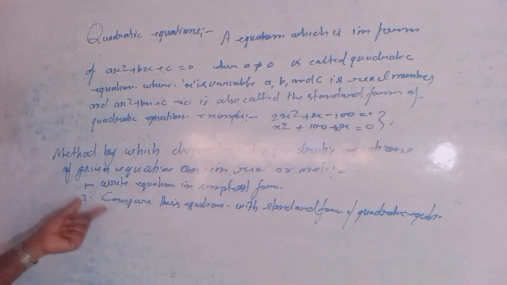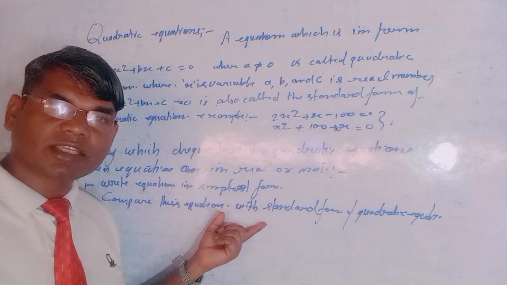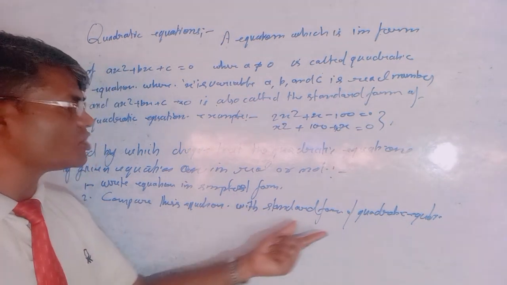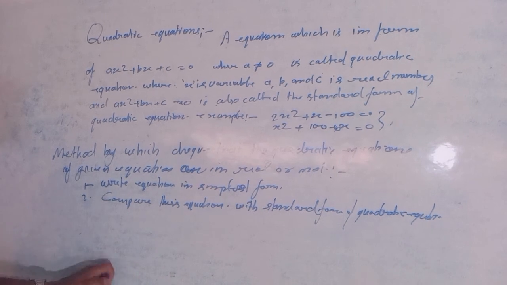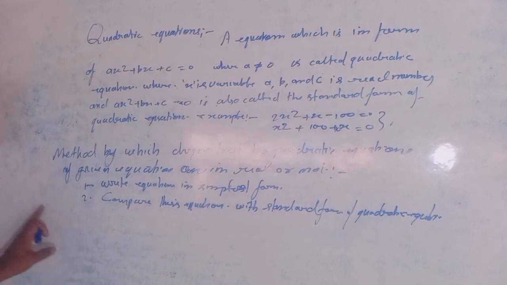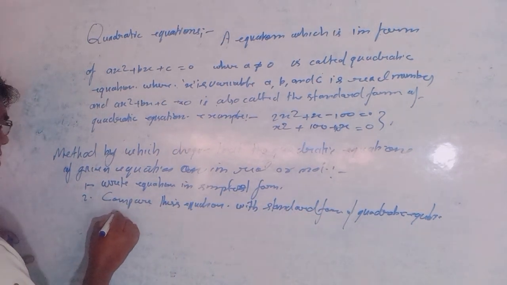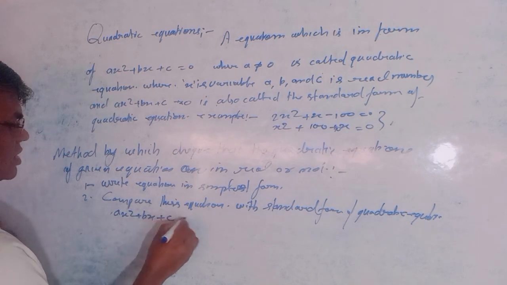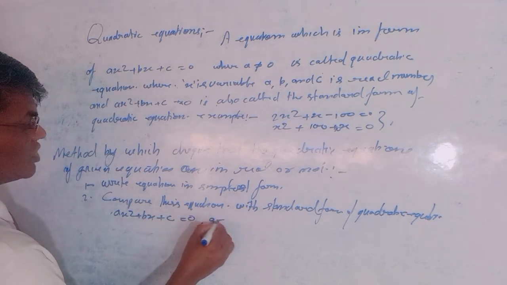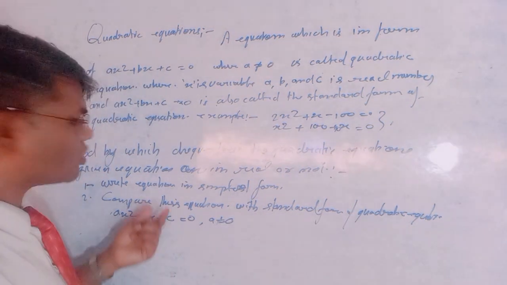So first write the equation in simplest form. Second, compare it with the standard form of the quadratic equation. Suppose we have written ax square plus bx plus c is equal to 0, where a is not equal to 0. This is the standard form of the quadratic equation.